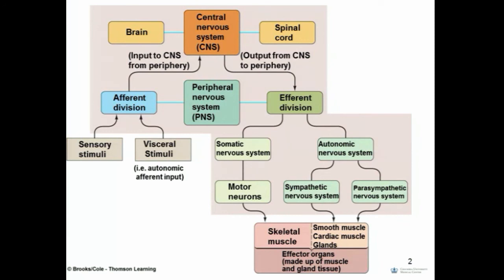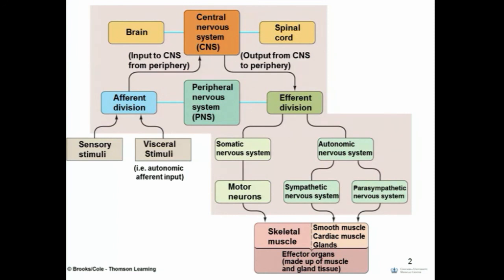Now, if we look at those two divisions a little more closely, in the sensory arm of the peripheral nervous system, we basically have two forms of sensory stimuli. We have what are called somatosensory stimuli, which on this slide is just called sensory stimuli. These are our somatosensations. These are sensations that we are generally very aware of, we're conscious of. They include our special senses.